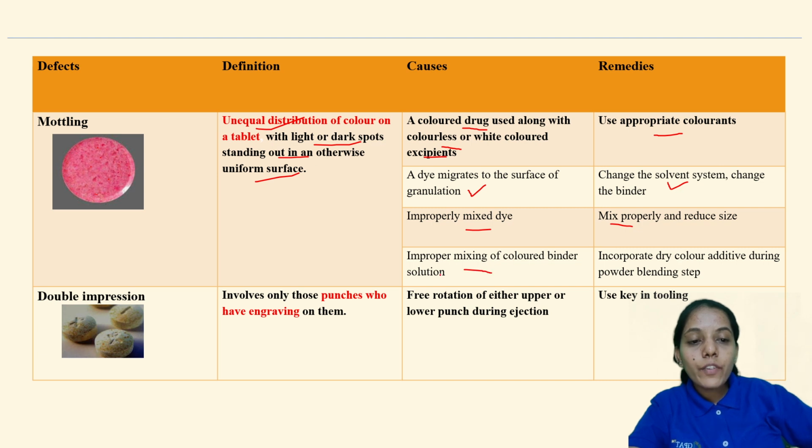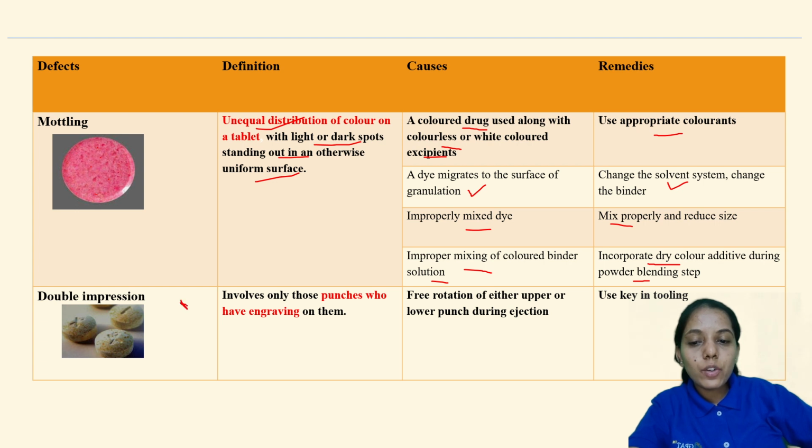Improper mixing of colored binder solution. For example, sometimes the color is added in the binder solution, but it is not mixed properly. Then incorporate a dry color additive during the powder blending step. During blending, mixing of the blend, you have to add some dry color. So that can be incorporated. So these are some of the causes and the remedies.